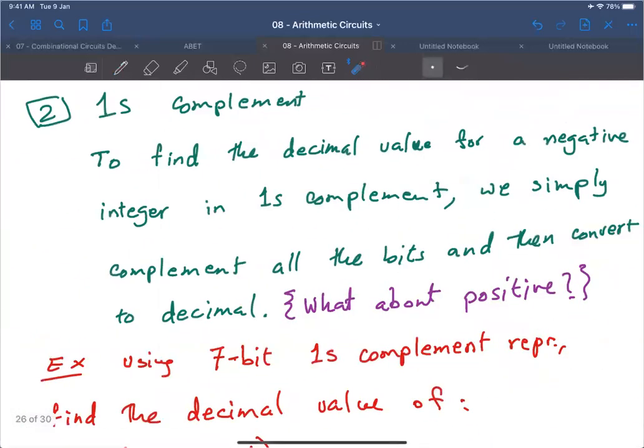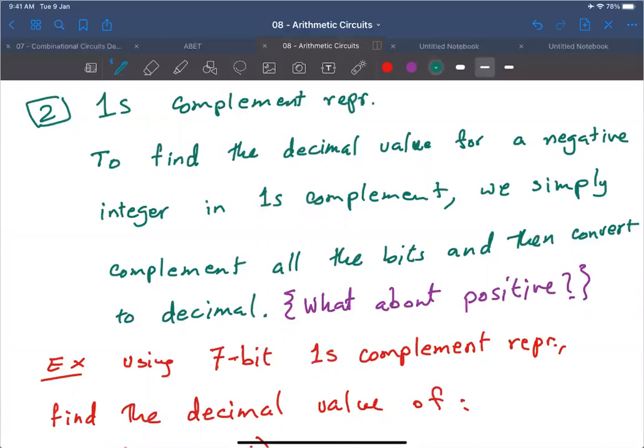So now we discuss the ones complement representation. Let's continue that. The thing that we need to worry about now is to find the decimal value for a negative number in one's complement. How to do that? Basically, we complement all the bits and then convert to decimal.